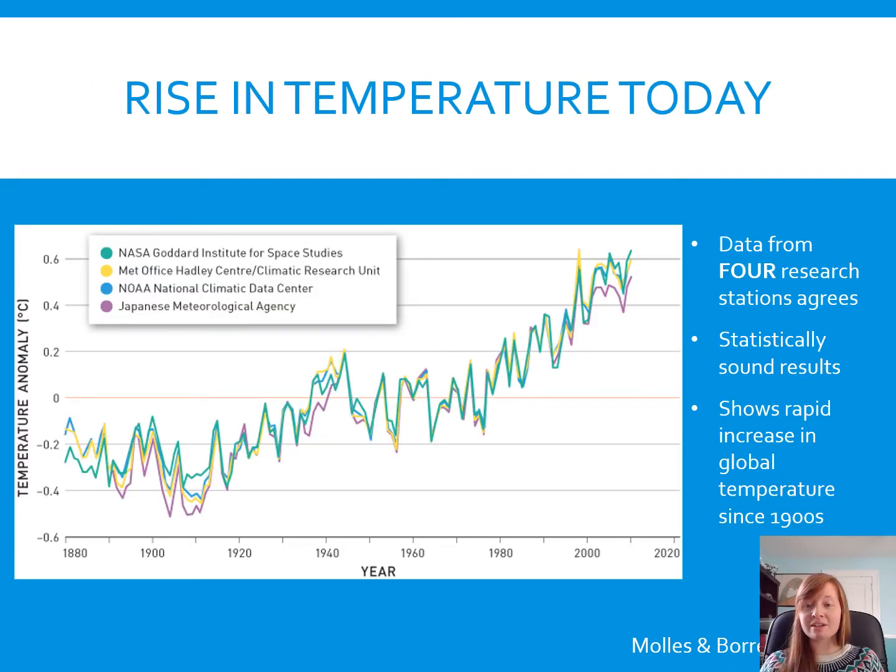So we looked at thousands of years before present, but how do we know that Earth is, as a whole, getting warmer today? Well, if you look at the data before you, you can see data all the way from 1880 to just a little after 2010. And what you're looking at is data from 4 different research stations that are rising and falling together. This is what we consider to be statistically sound results.